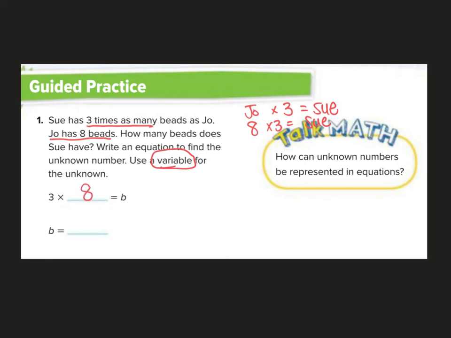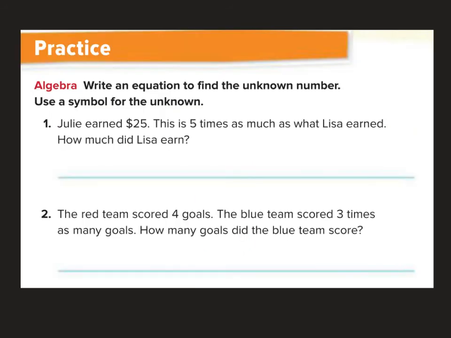So that means B equals, what is 3 times 8? So 1 8 is 8. 2 8s are 16. 3 8s are 24. B is equal to 24. This is on the homework page, so just bear with me here. Write an equation to find the unknown number. Use a symbol for the unknown.